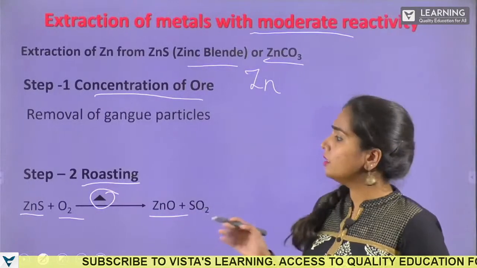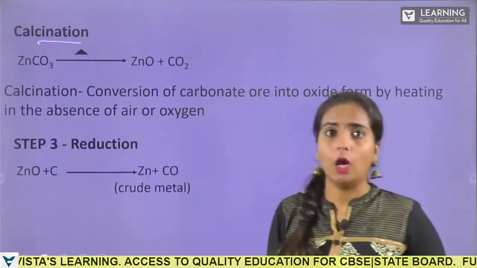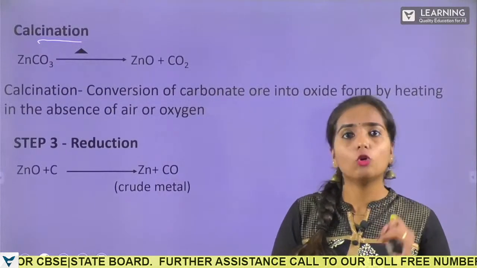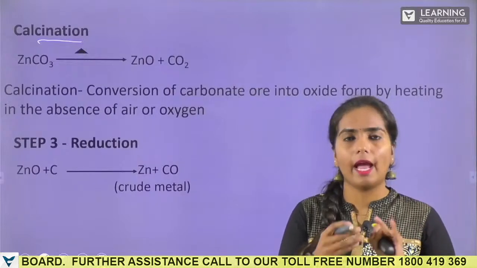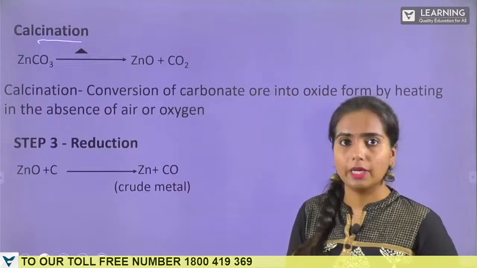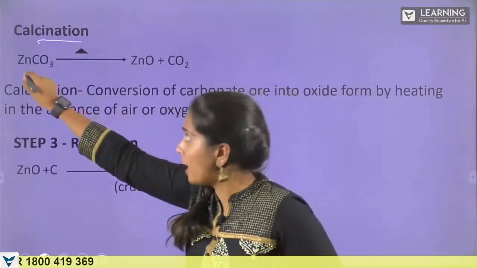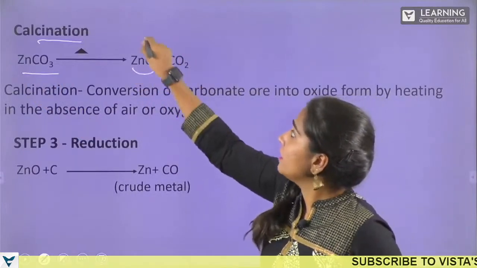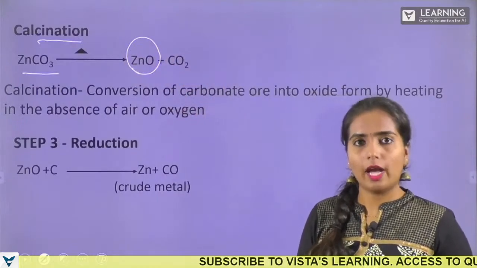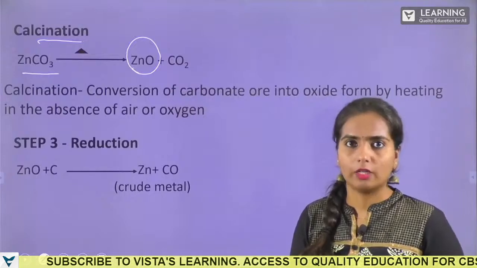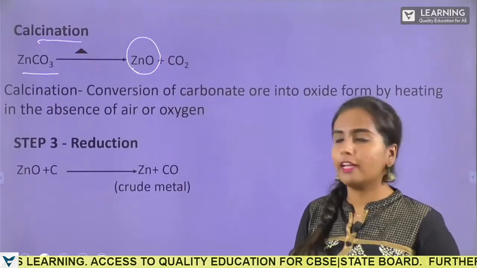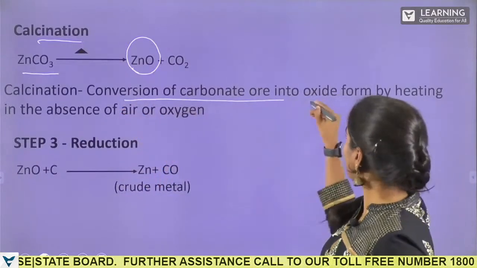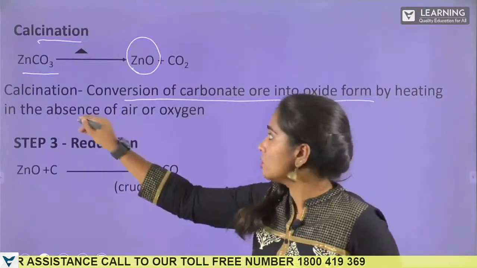The third step will be calcination. Now we come to the second important definition. What is calcination? I told you we are using zinc blende and zinc carbonate, right? Here we are taking zinc carbonate. We are treating it in the presence of heat and you will get zinc oxide. So carbonate is converted into oxide form. This process is called calcination. The appropriate definition is: conversion of carbonate ore into oxide form in the absence of air or oxygen.